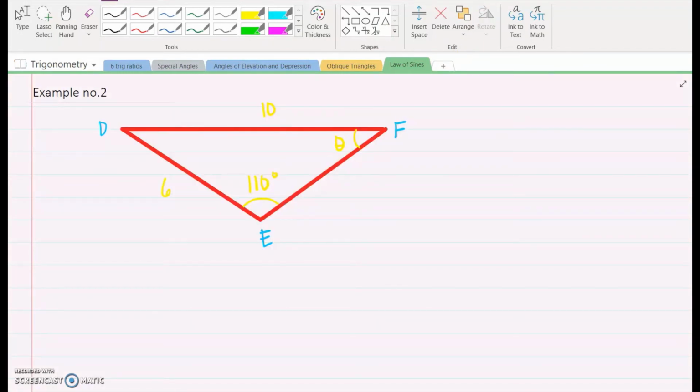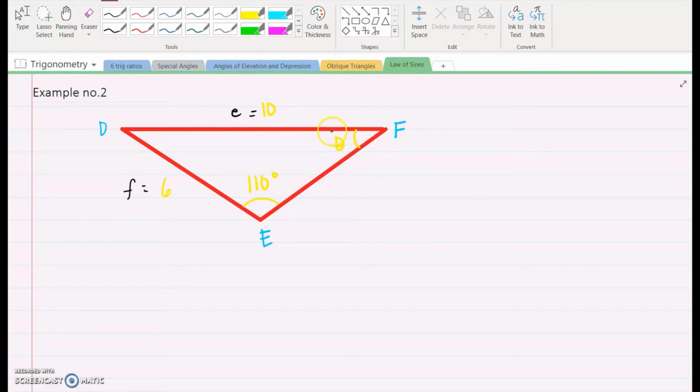Okay, so we have example number 2 here. We have triangle DEF with the opposite of angle F, which is side F, which is 6. So F is equal to 6. Then angle E is 110 degrees. The side opposite angle E is side E, which is 10. So angle F here is represented by theta. So we are obviously looking for this angle theta.